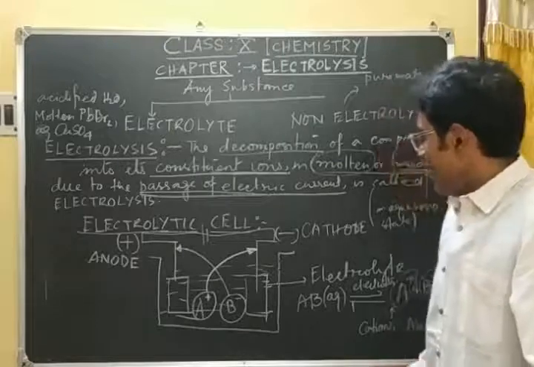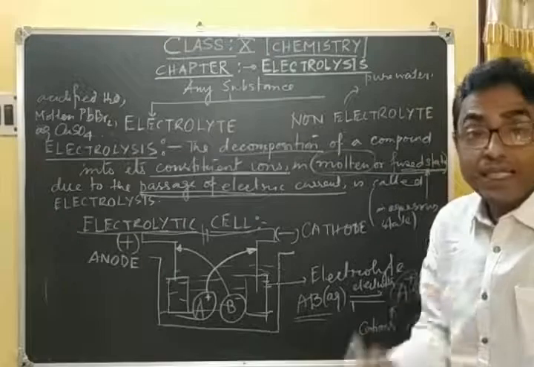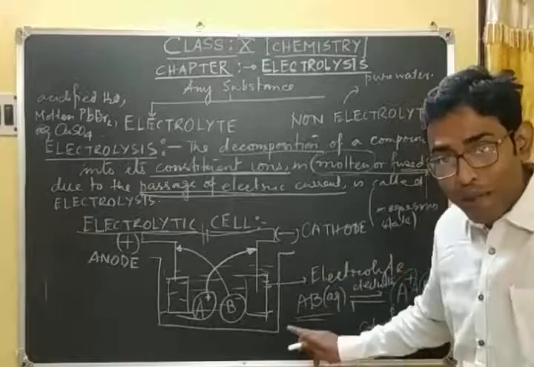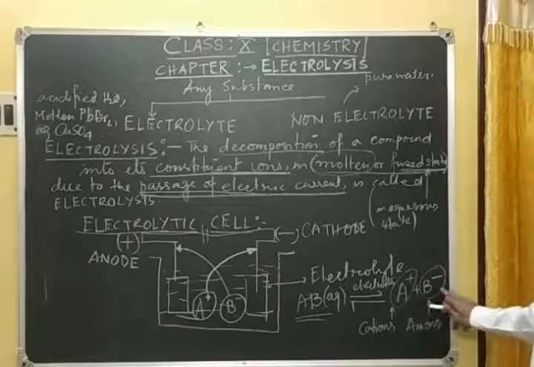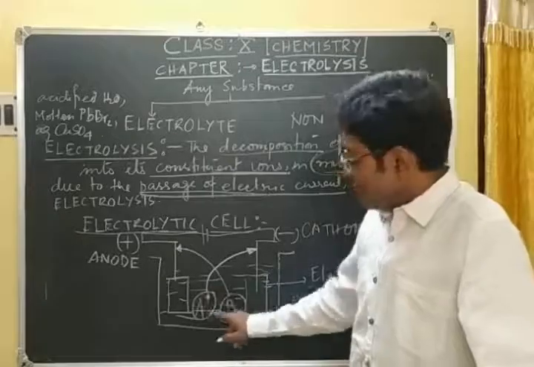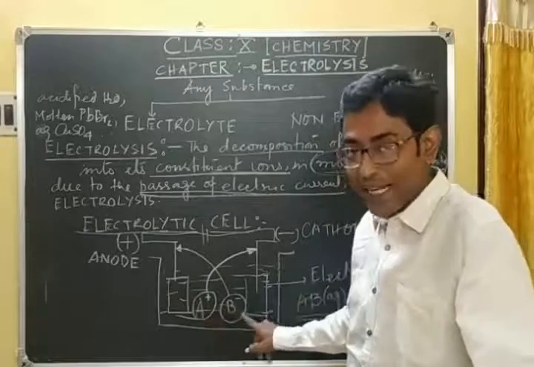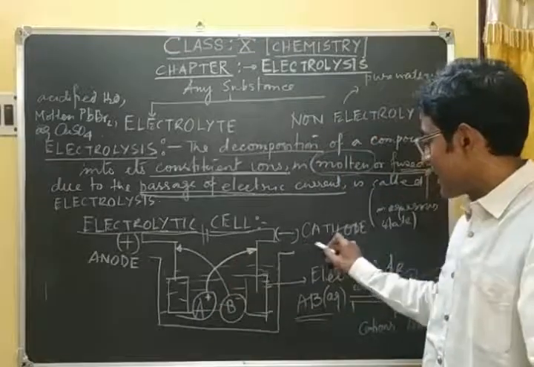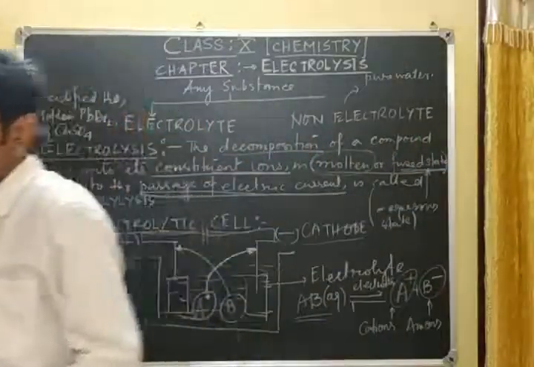And remember, I have taken an arbitrary compound here, AB. So when we pass electric current, let us assume it is an electrolyte. When we pass electricity through AB, AB dissociates into A plus, that is the cation, and B minus, which I am assuming is the anion. So in this electrolytic cell, we have got two types of ion. One is anion, another is cation. This is cation, this is anion. So cation always goes to the negative terminal, that is the cathode. Negative ion always goes to the anode, which is the positive terminal.